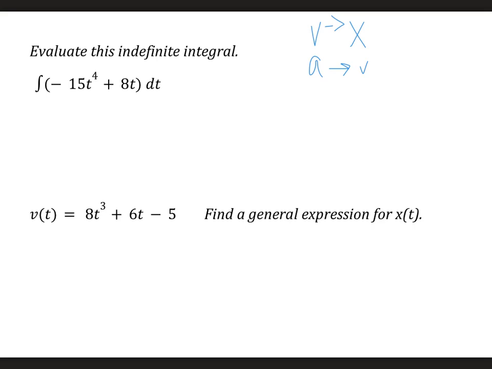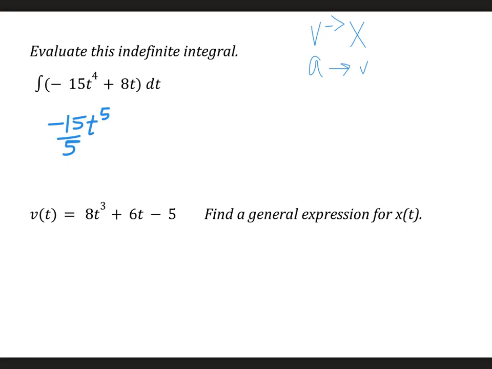So the example here is already sort of set up for us. We'll talk in a second how we would set that up ourselves, but let's just remember the process of integrating. So what we would do here is, instead of writing negative 15 times t to the fourth, we would increase the exponent by 1. So we go up to a t to the fifth power, but at the same time we would change the coefficient. We would divide that coefficient by that new exponent. And we'll simplify this in just a second here.